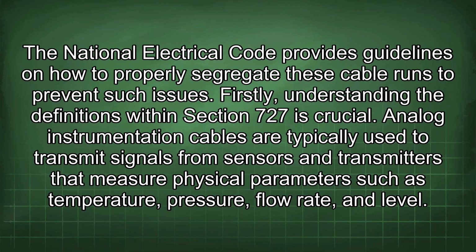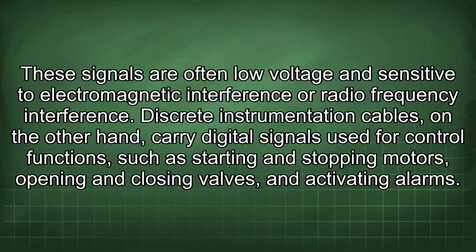Firstly, understanding the definitions within Section 727 is crucial. Analog instrumentation cables are typically used to transmit signals from sensors and transmitters that measure physical parameters such as temperature, pressure, flow rate, and level. These signals are often low voltage and sensitive to electromagnetic interference or radio frequency interference. Discrete instrumentation cables, on the other hand, carry digital signals used for control functions such as starting and stopping motors, opening and closing valves, and activating alarms.